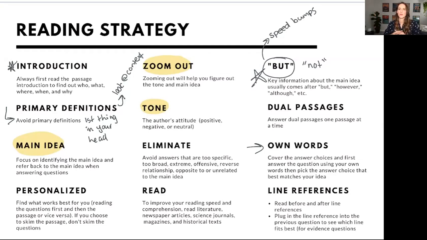If you're answering questions only on the first passage and it starts talking about cows or pigs, you're going to be like, there weren't any cows or pigs in that passage. It was only about vegetables. Those answer choices have to be wrong. They have nothing to do with the main idea.